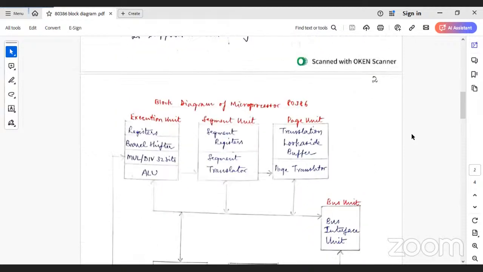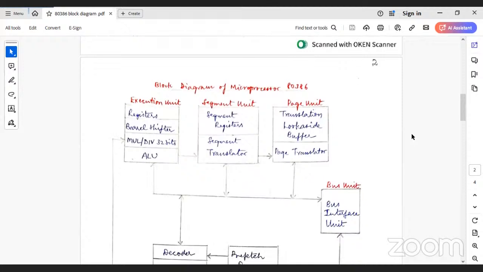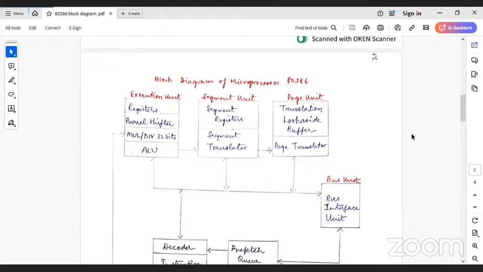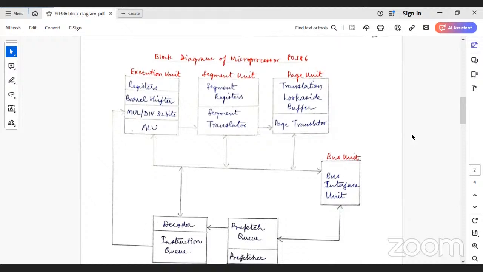So now we will see the block diagram. This also is a very simplified block diagram, unlike the one which is given in the material. In this, you can remember the different blocks, and each block's name I have given in red color. You can see you have the execution unit separate. The segment unit is there because of the memory segmentation; you have a different segment unit and a page unit.